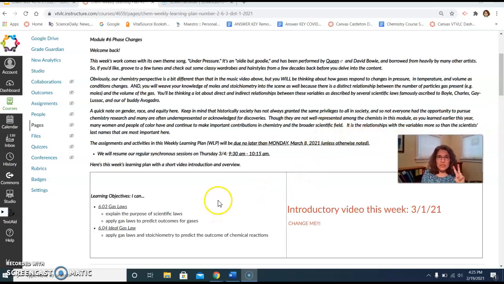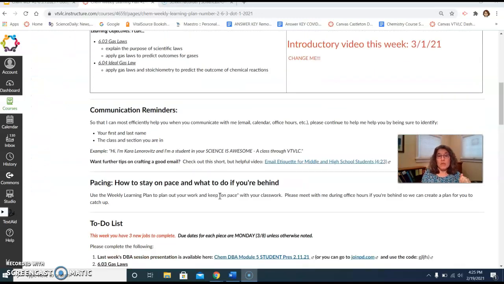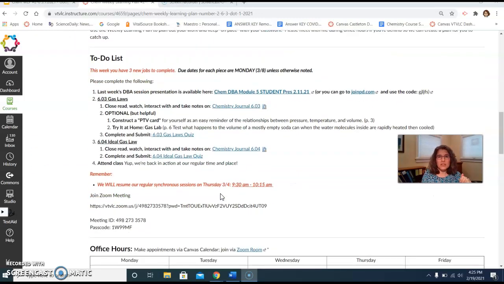Your learning objectives this week cover just 2 areas of the modules, so 6.03 and 6.04. Then there are reminders about communication and pacing, and your to-do list. You will notice it looks a little lighter this week, and that's because many of you have a shortened week. So I did include for you, as reference, our DBA presentation from before February break. That's still there if you'd like to play around with it.